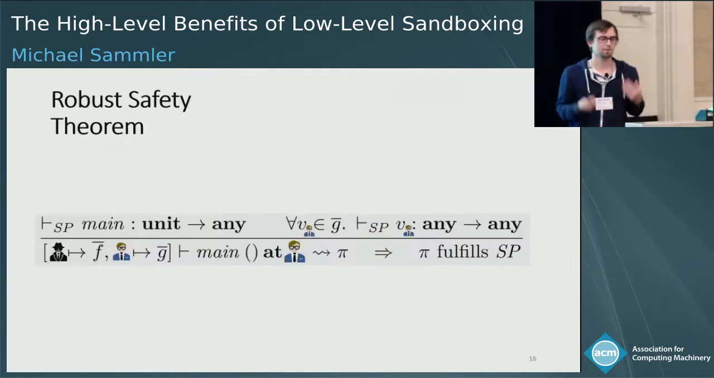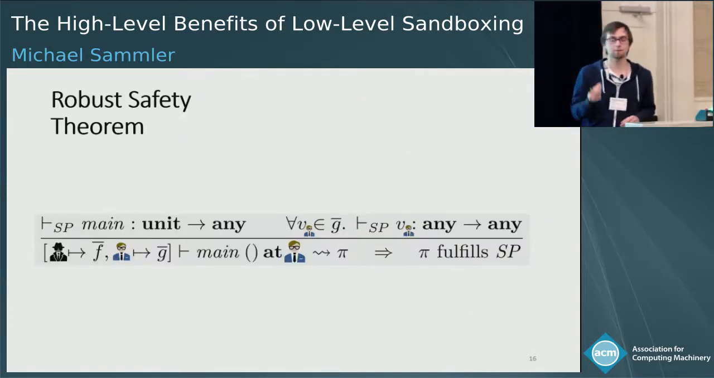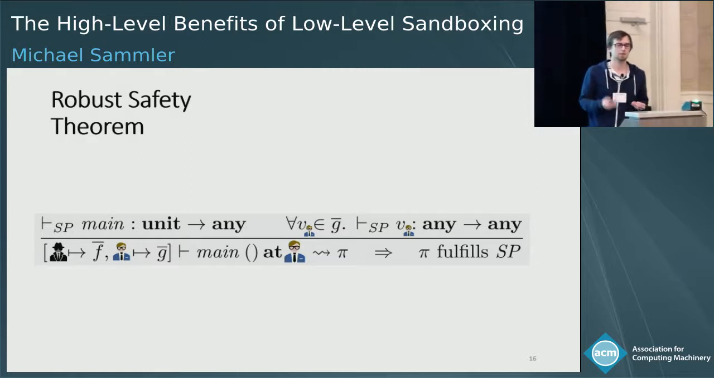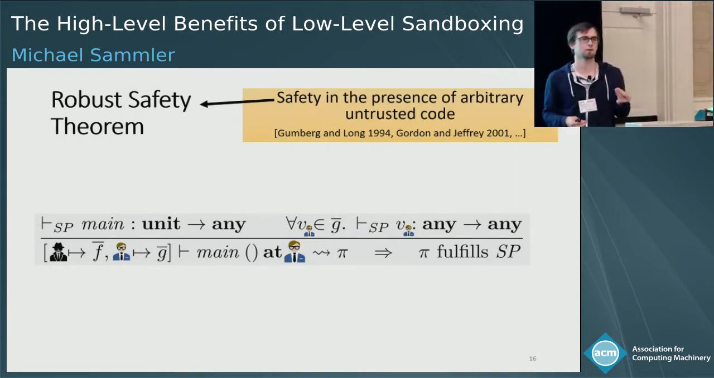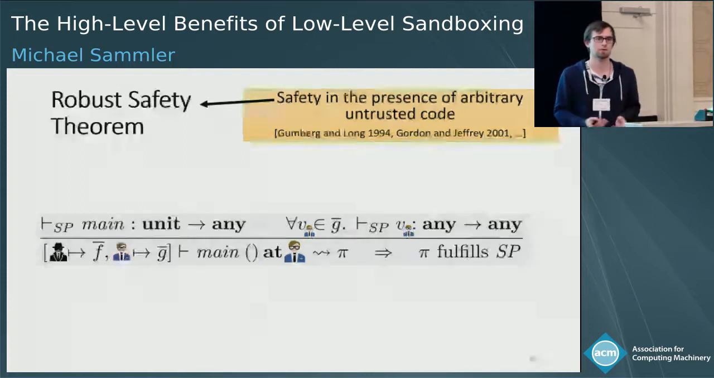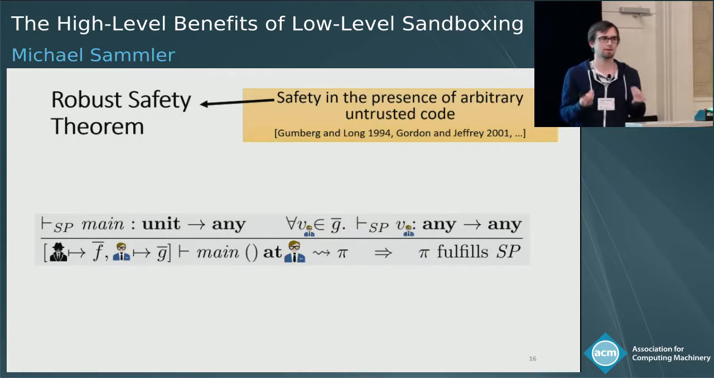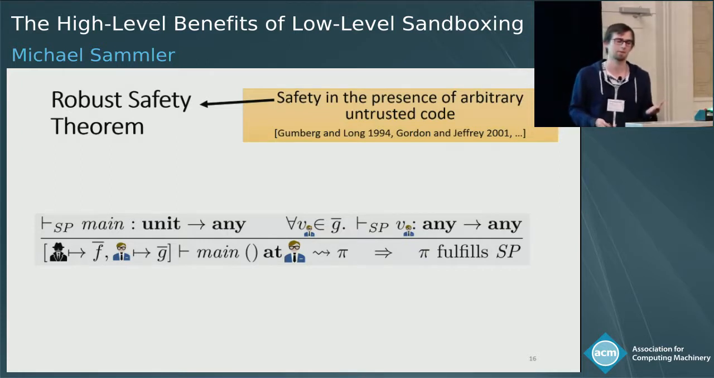So now that we have seen these two conditions, how we can formalize them, let's look at the main theorem of our work, which is actually a robust safety theorem. So robust safety is a very well-known notion in the security literature, which means safety in the presence of arbitrary untrusted code, which is exactly what we want here. So we prove a robust safety theorem.